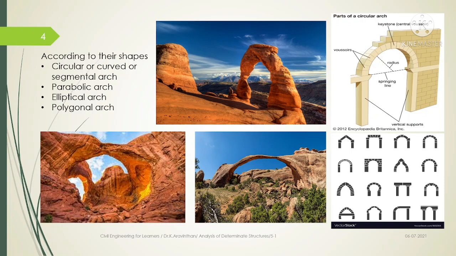So this is known as segmental arch. Here you can observe that this arch is circular and segmental. So not only a single arch, an arch can be one classification, an arch might have a combination of classifications. So these natural arches are fixed end. So there will be no movement at the support condition.